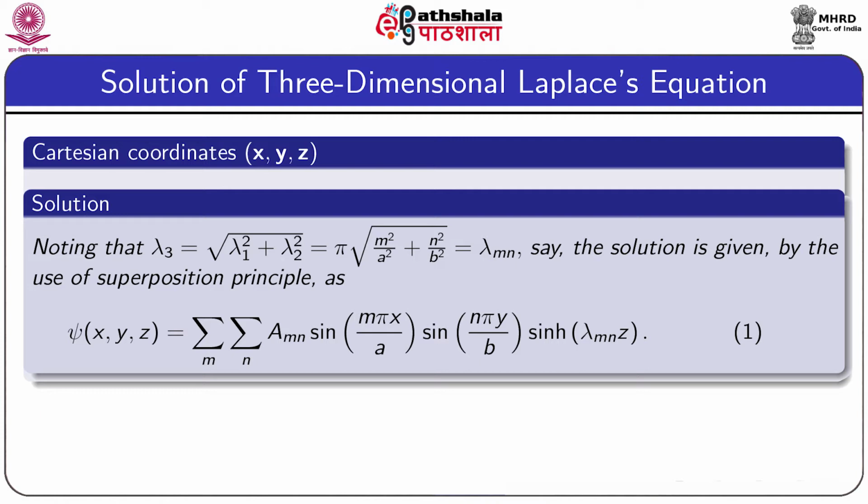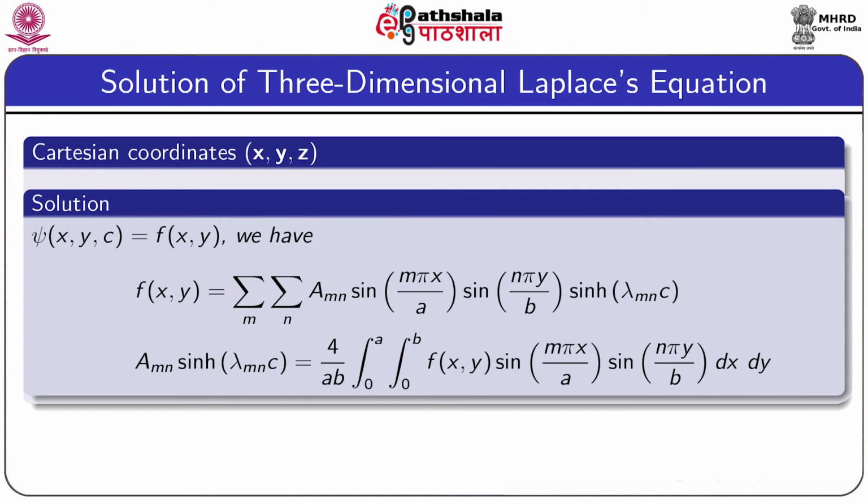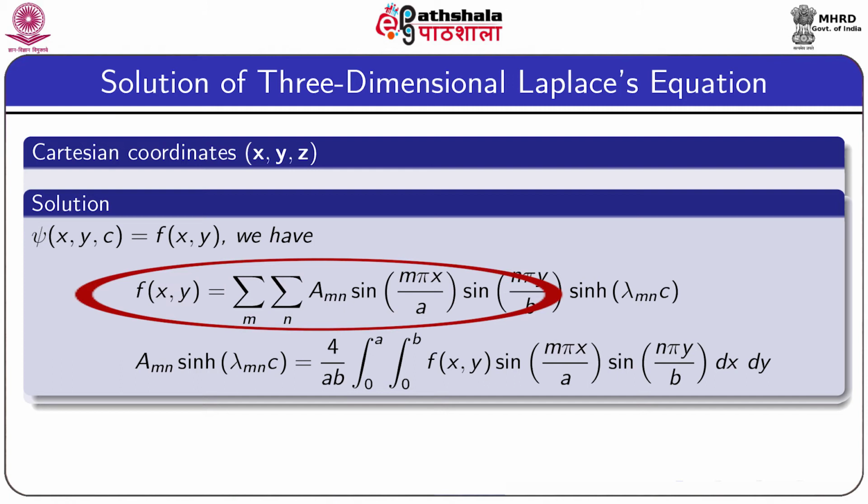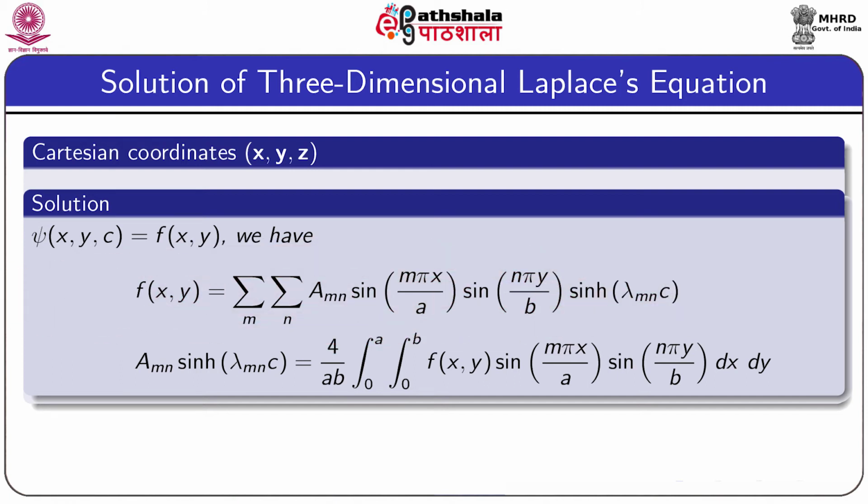Now, you have to remember that there is one boundary condition left. To satisfy that boundary condition, psi(x, y, c) equals f(x, y). Now, if we apply this boundary condition to our solution, which is written here, we get f(x, y) equal to the sum over m, sum over n, of A_mn into the expression given here.